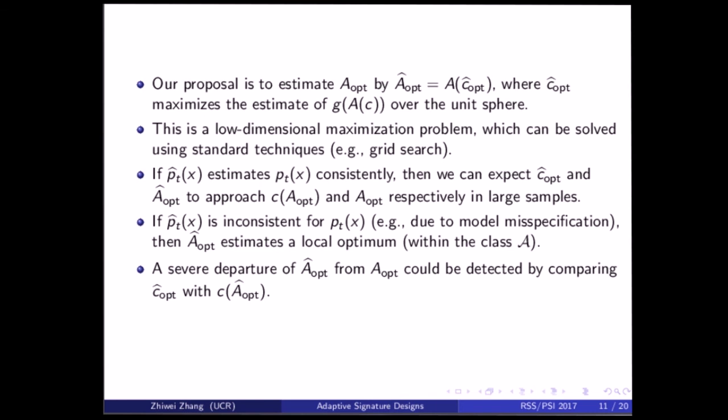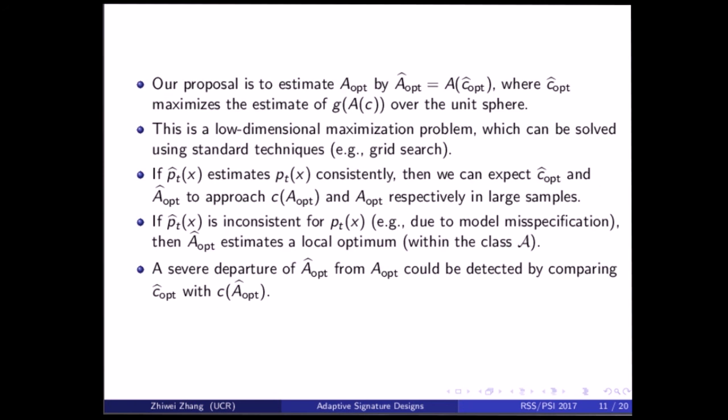Now, on slide number 11, our proposal here is to estimate the optimal subset by a subset in our working class with the largest estimate of the expected gain. The working class is indexed by the coefficient vector C, ranging over the unit sphere. The effective dimension of C is typically 2 or 3, so this is a low-dimensional maximization problem, which can be solved using standard techniques. If the working model for PT of X is correct, then PT hat of X is consistent for PT of X, and we can expect C hat and A hat to approach their population counterparts in large samples, right? If the working model is incorrect, then PT hat of X may become inconsistent.